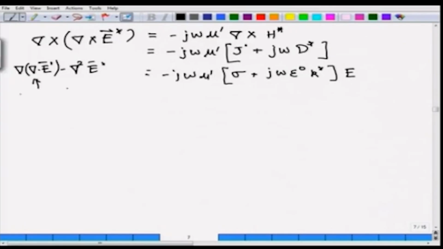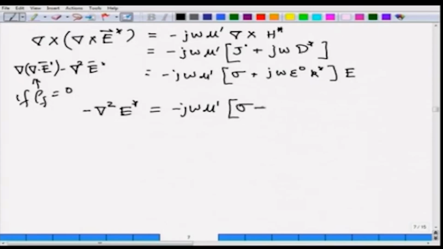in free space, if this is zero, then this quantity is 0. In that case, if I write the wave equation, then this is equal to, I am going to write this as minus j omega mu prime times sigma plus j omega epsilon naught k prime plus omega epsilon naught k double prime.